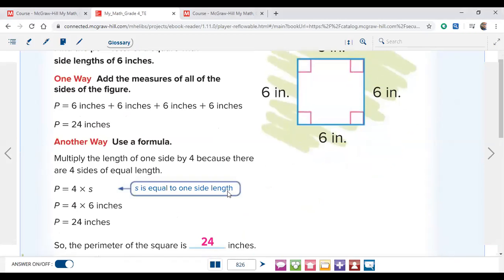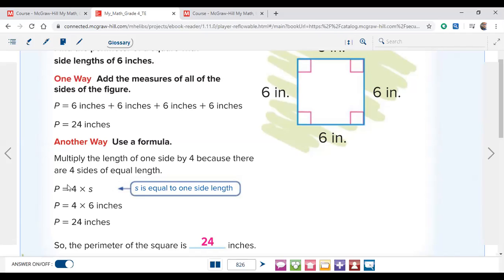And otherwise I can use, you see here, I have 6 repeated. How many times? 4 times, that's 4 sides for the square. So I can write 6 times 4. So I can rewrite it like this: 4 times 6. 4 is the number of the sides of the square. S means the side length of the square. I can use this formula for the perimeter of a square. P equals 4 times S.